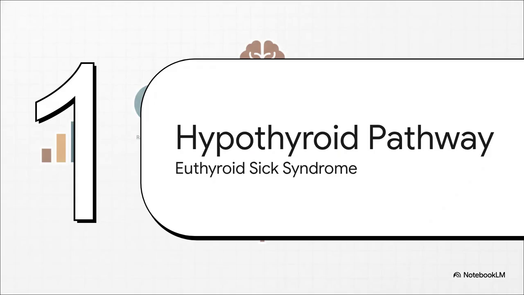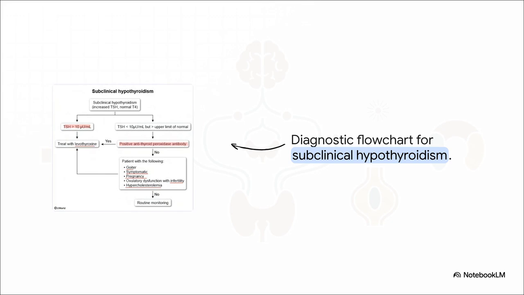Let's pivot to Section 5, the hypothyroid pathway. Primary hypothyroidism is classic: fatigue, cold intolerance, weight gain, constipation, delayed reflexes, and it's simply treated with levothyroxine. But what happens when those labs are borderline? That brings us to subclinical hypothyroidism, where you have an elevated TSH but a totally normal T4.